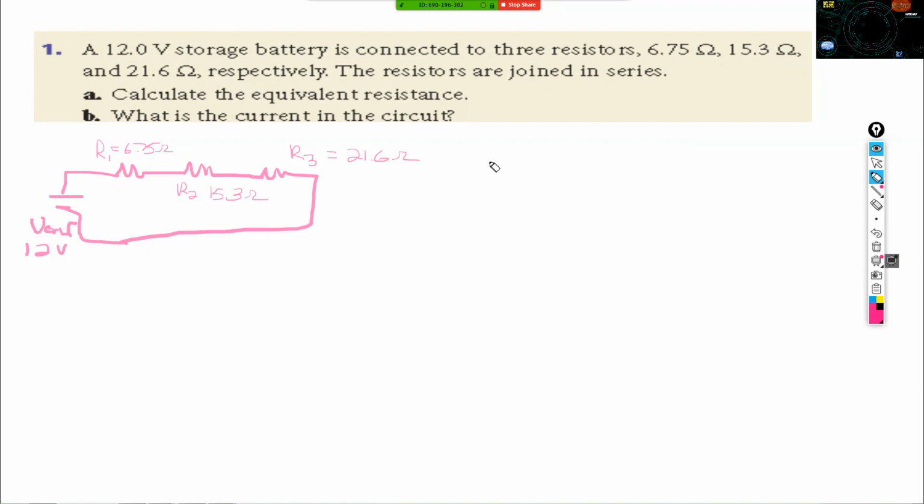Now, I like to make a little table over here of everything I know. R1 is 6.75. R2 is 15.3.